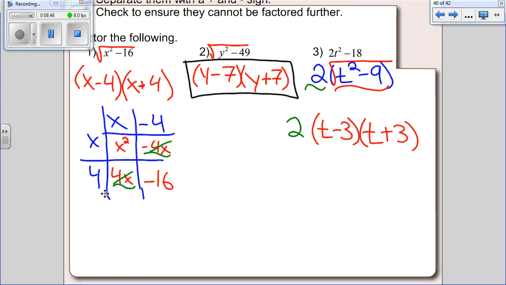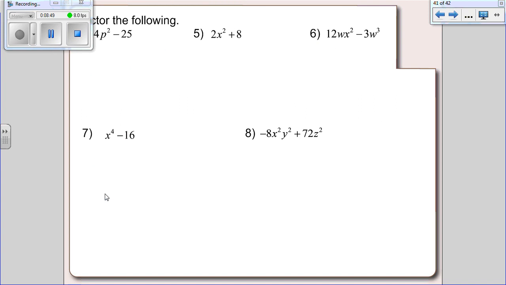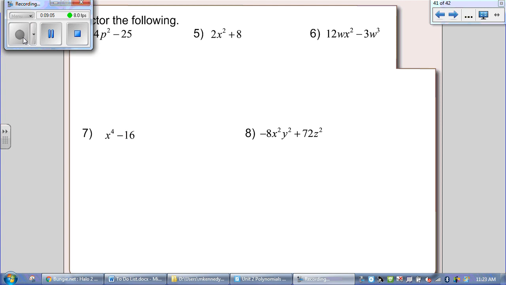We have 1, 2, 3, 4, 5 questions here. I want you to try the first one. So give that one a shot. See if you can do it. In this one right here, it's a little different because there's a number in front of this t squared, right? And not only that, but this number can't be divided out of the other one. There is no GCF here. So there's not a number that divides into 4 and 25. That means I can start my difference of squares process.